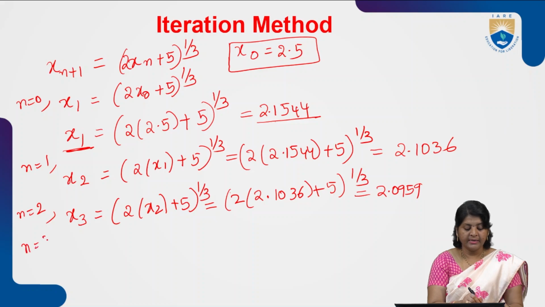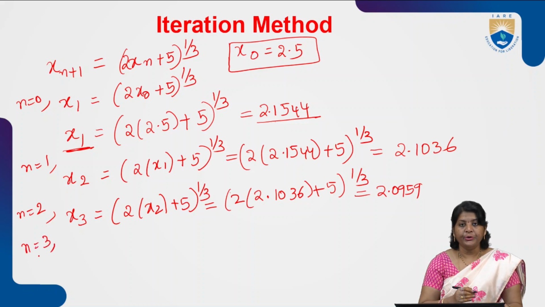Next iteration. This should be continued till the root values for at least two iterations are the same. Since we consider up to 4 decimals, the values of two iterations should be the same. So now the x2 value is 2.1036 and the x3 value is 2.0959, where they are not the same. So we are moving on to the next iteration.